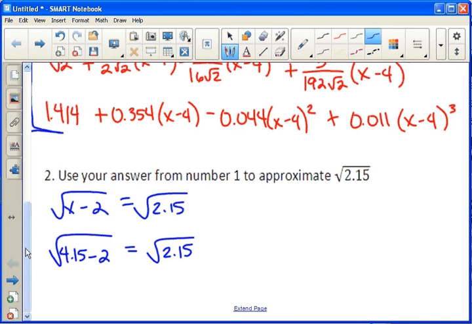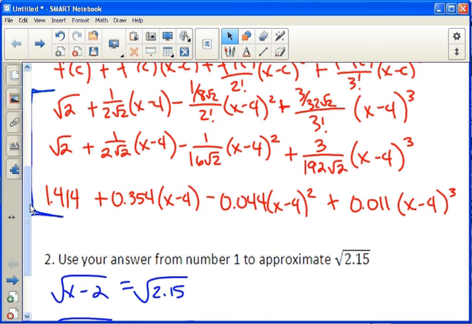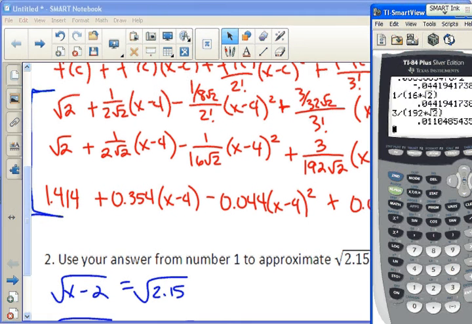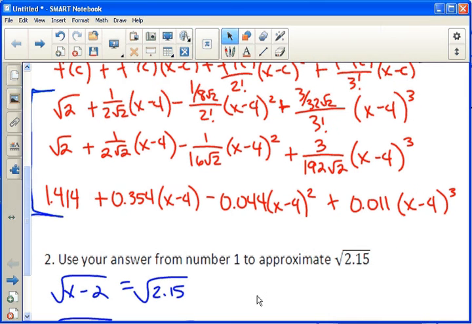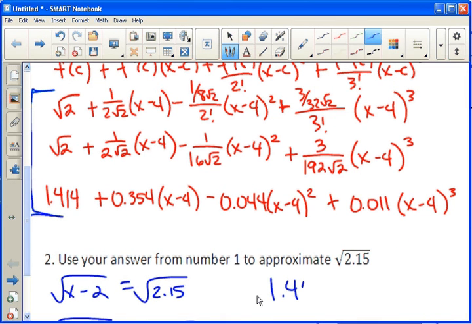But to do that, you simply need to plug 4.15 into your answer that you got for number 1. So I already have this plugged in my calculator under y equals. So I plugged that whole thing in, y equals. Now I can just go to my table and plug in 4.15. You could ignore all the other numbers. And I get 1.466 is my answer. So the answer would be 1.466.